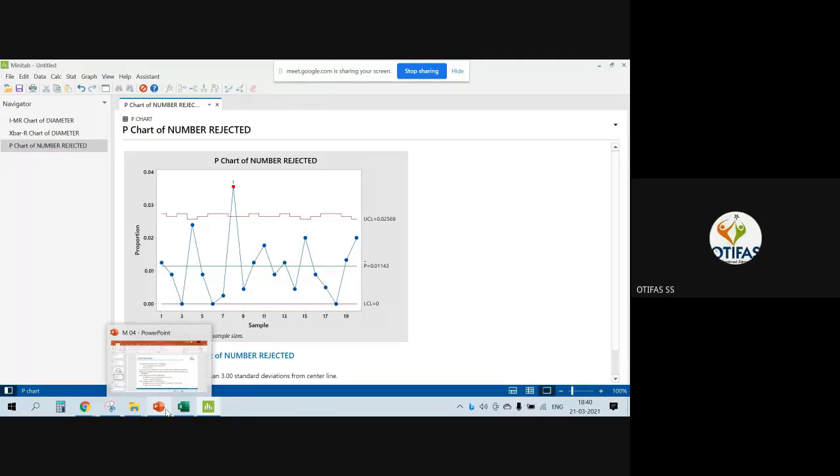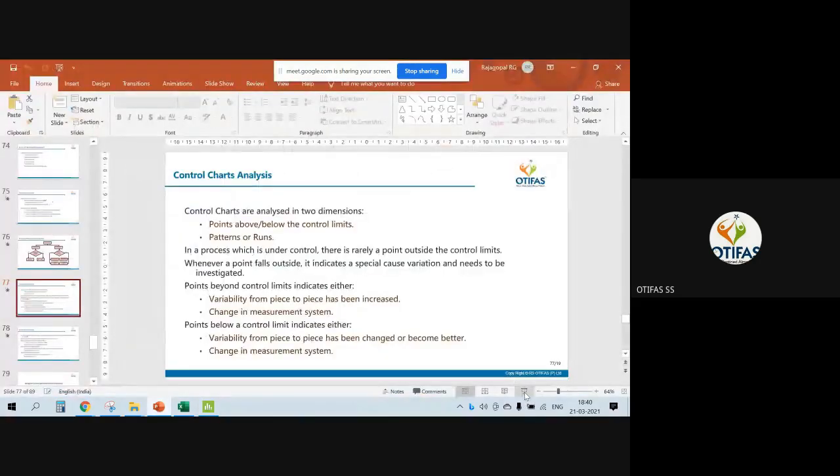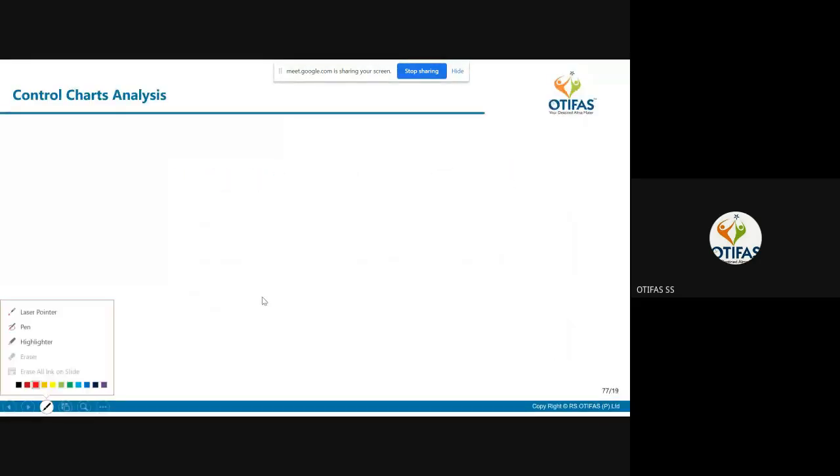The sample size is different. So when you see a chart, you will be able to identify whether it is a P chart or NP chart. In a P chart, the control line will be zigzag. In an NP chart, it will be a straight line. In a P chart, your top line will be like this. Your control lines will be like this.